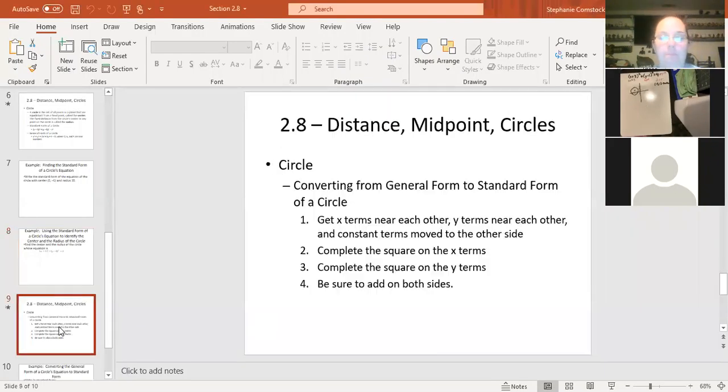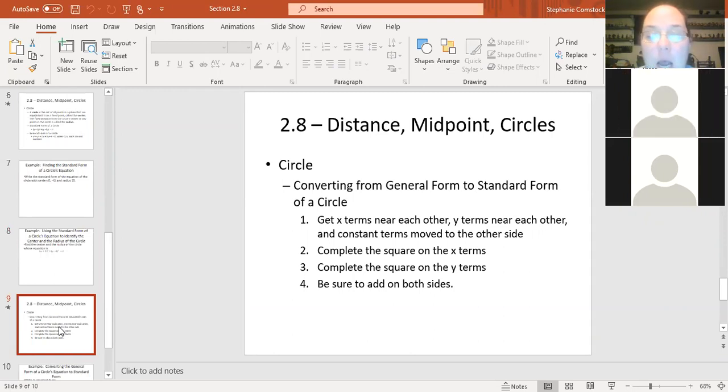So now, the next thing that we've got to do with circles, as I've mentioned before, is getting our equation from general form, which is X squared plus Y squared with a whole bunch of other stuff behind it, back into X minus H in a set of parentheses squared plus Y minus K in a set of parentheses squared equals R squared. The way we're going to start is you're going to get all of your X terms near each other, all of your Y terms near each other, and then move that plain number over to the other side.